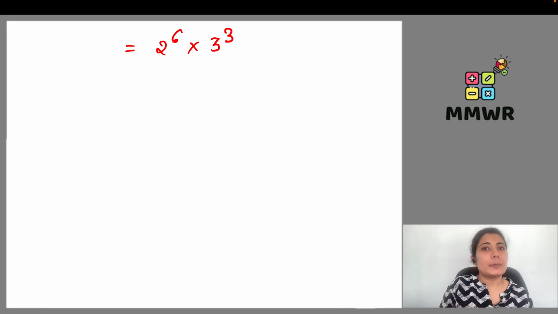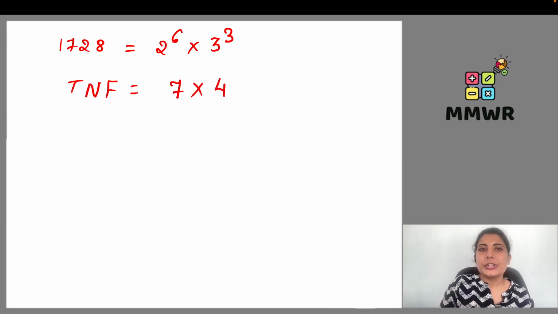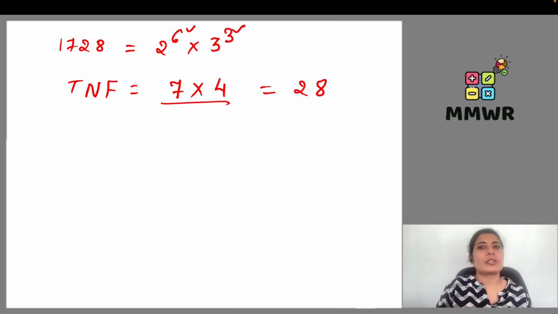Prime numbers should be there in the base. We don't want any other number. So total number of factors, how many do I have? I simply have to take the successor of the power. So 6 plus 1, 3 plus 1 gives me 7 multiply 4, 28 factors are there. So 1728 has 28 factors. Now it will be a lot of time consuming for us to look and to write each and every factor, and we don't have to make the list of factors. We can only give the count of the total number of factors, odd number of factors and even number of factors.